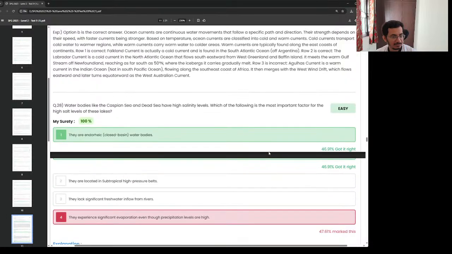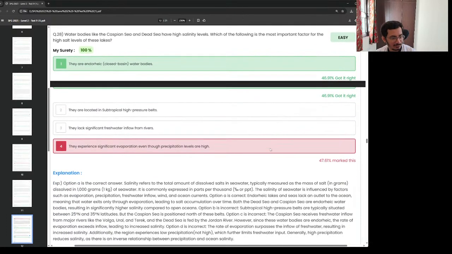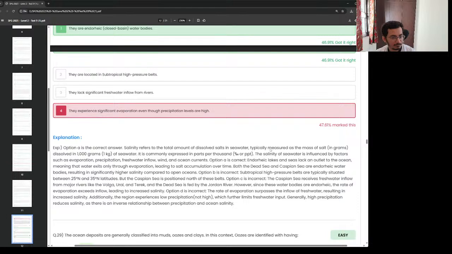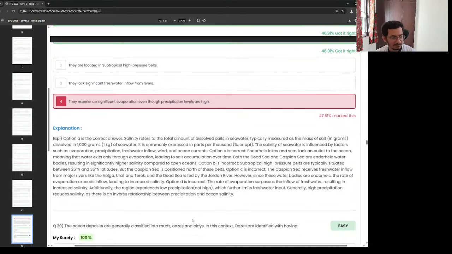That is, the Caspian Sea and Red Sea have high salinity levels. Which of the following is the most important factor? Oh, that's not a fair question, is it? Because all four of them. Usually, I should go with some technical explanation. This is a 50-50 question here. I actually thought this would be accurate because these regions experience not high but low precipitation.